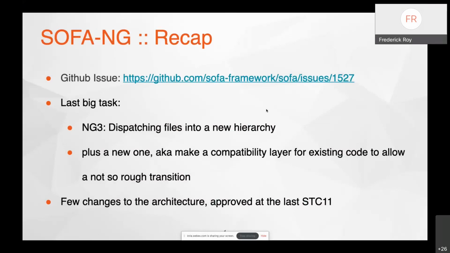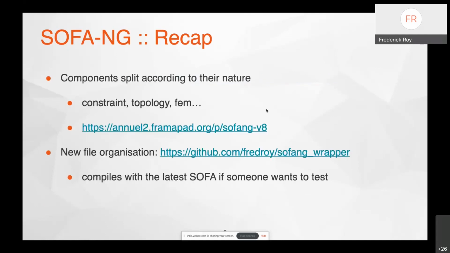But there is a new one. Inside this big task is to create a transition layer to make a smooth transition between the old SOFA and the new one. Since last time, we didn't really change a lot about the architecture, except something about the GUI and the topologies. It's not groundbreaking. To recap, what we want to do is to split the file tree of the components by their nature: one directory with constraints, one module with topology, one with FEM.